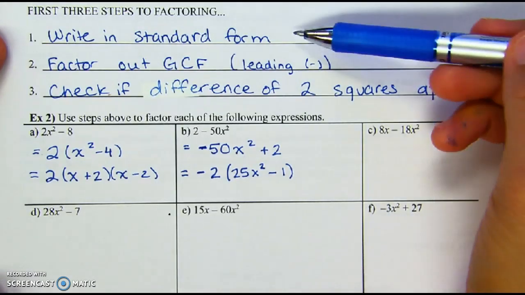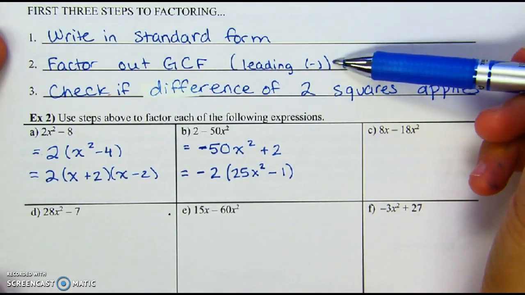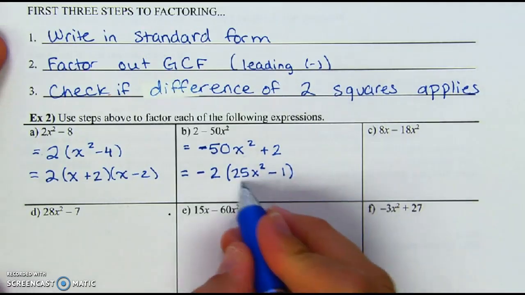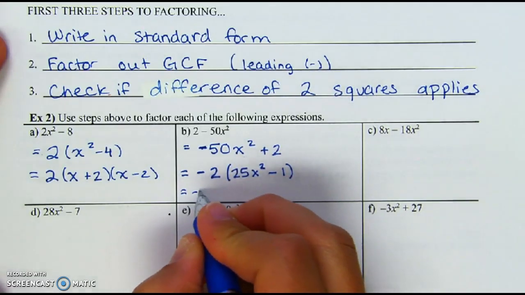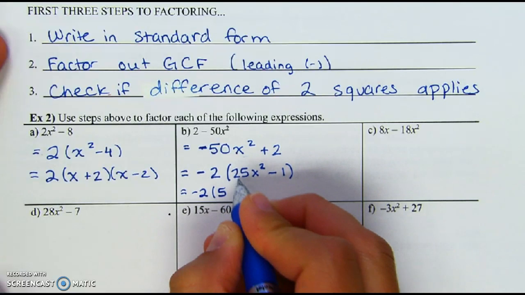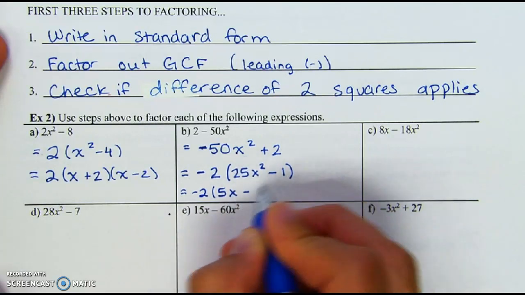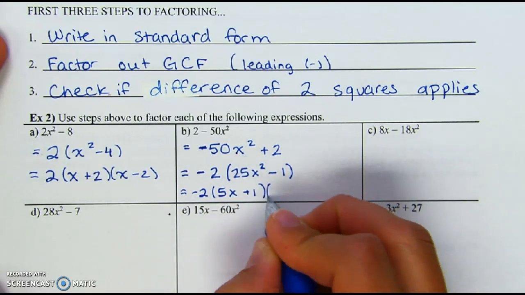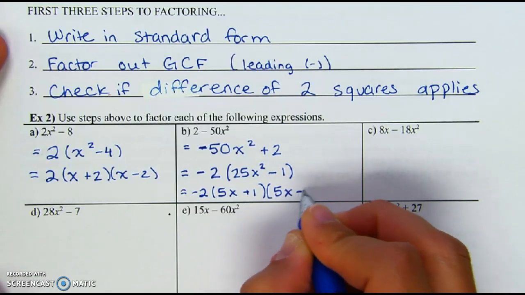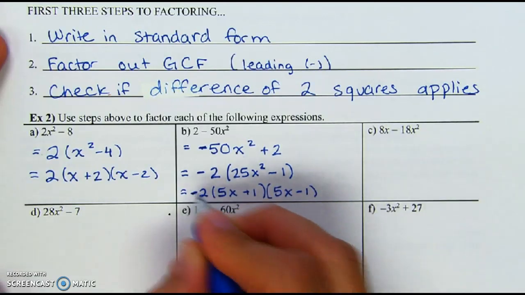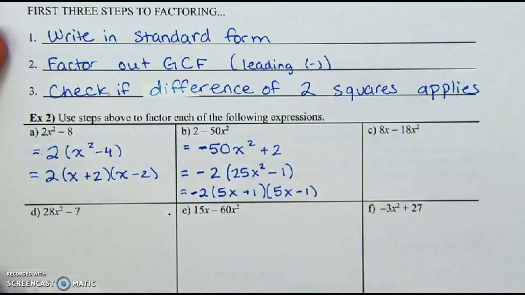Did we write in standard form? Yes. Greatest common factor? Yes. Is this a difference of 2 squares? Yes, it is. How do we know? Well, I know my perfect squares. The square root of 25 is 5, and the square root of 1 is 1. So we have 5x plus 1 and 5x minus 1, and a negative 2 in front. What do you do with that negative 2? You just keep it there.